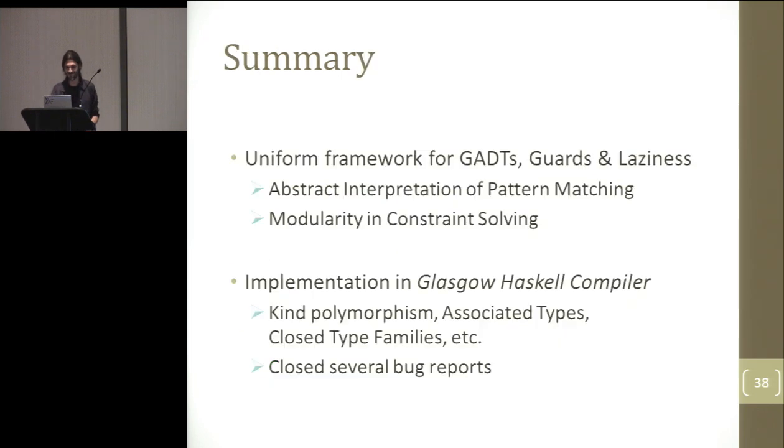So, well, in summary, we designed and implemented a uniform framework to reason about pattern matching with GADTs, guards, and laziness. The key idea was to do abstract interpretation of pattern matching, and the algorithm is quite modular in constraint solving. We also managed to close several bug reports, and even though not discussed, it seems to play well with the rest of GHC's features.